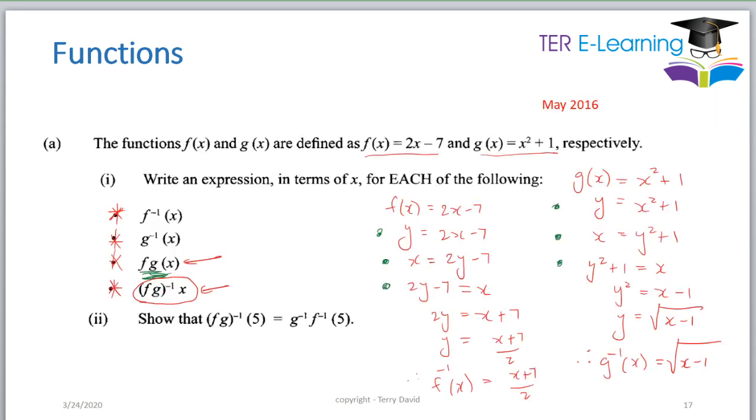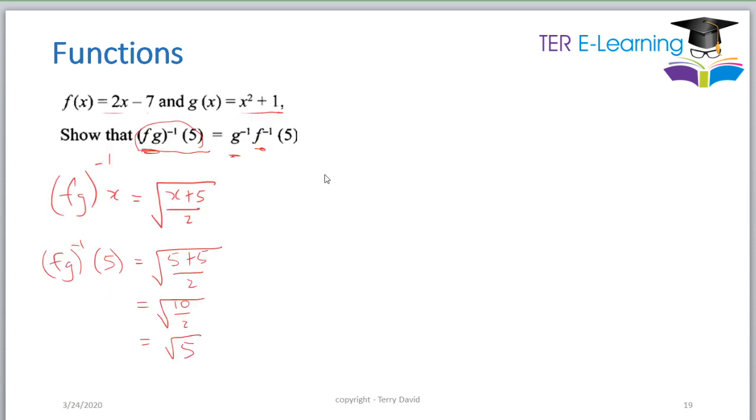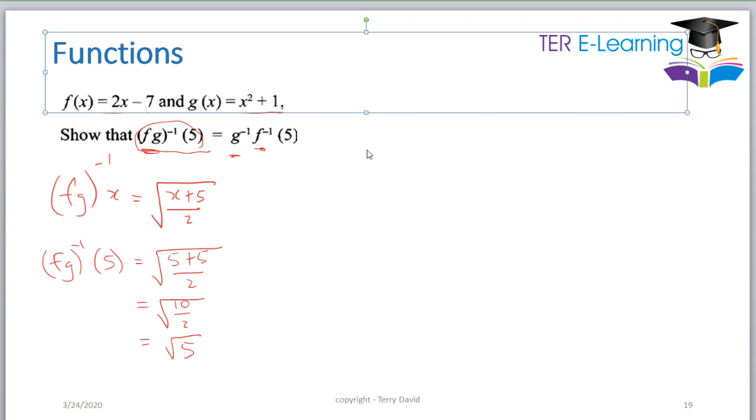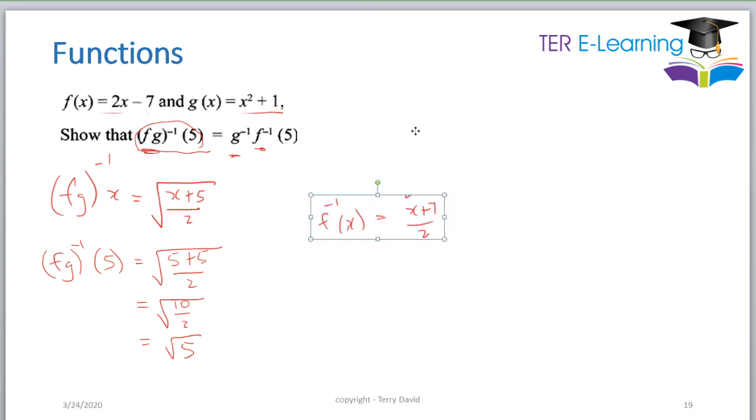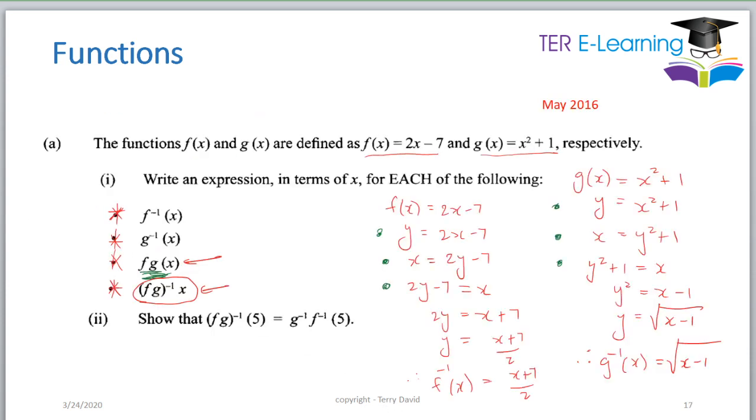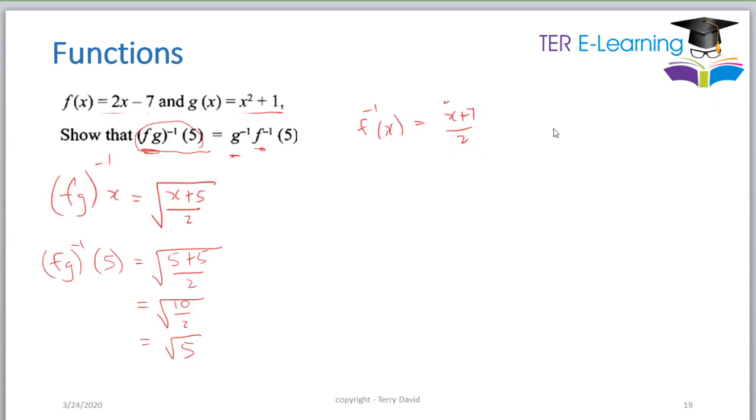So f inverse, let me just get this so I can move it across here. So f inverse was this. We worked this out before. That was one of the first things we worked out in the question. We also worked out what g inverse was. That is this here. So these are things you worked out previously.